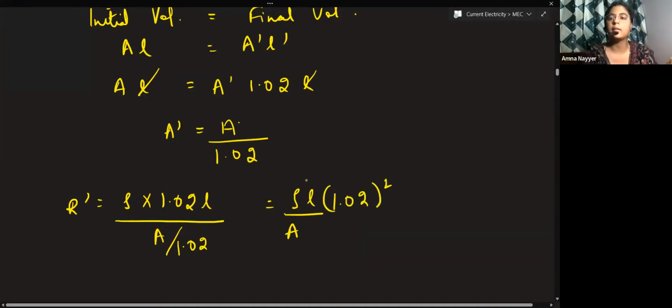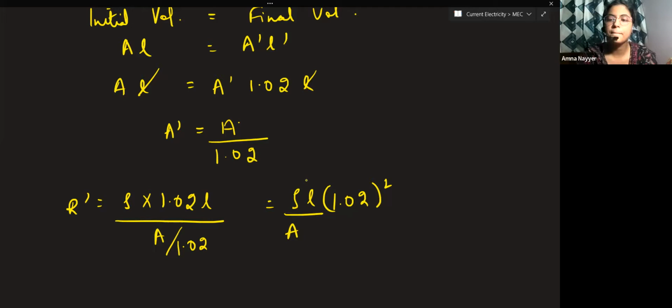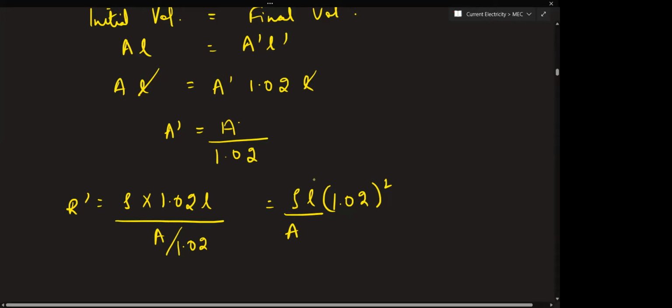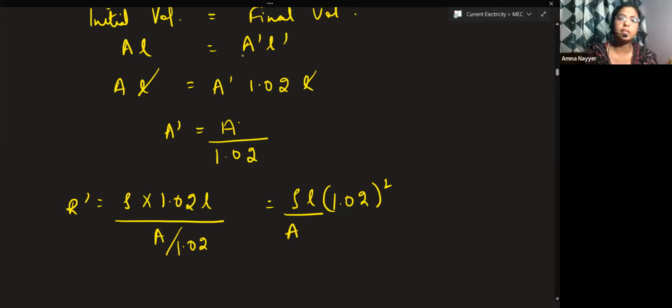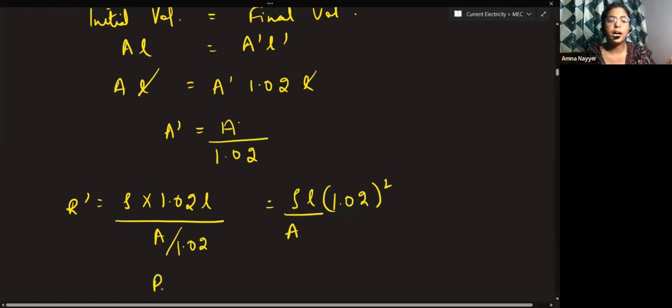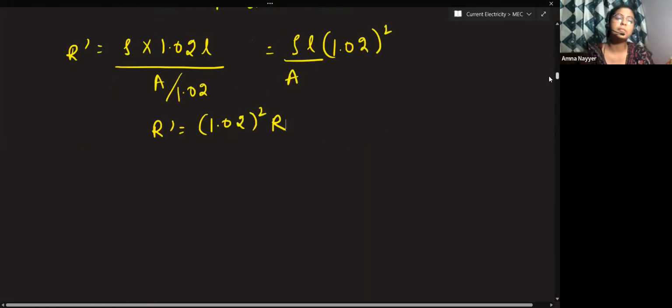What is rho L by A? Are you able to remember it? Initial resistance. It means R prime is 1.02 whole square times the initial resistance. This was what was missing in our answer, because without this relation we will not be able to find out the difference between the resistance or the percentage change. So 1.02 squared will be 1.0404 times the resistance.